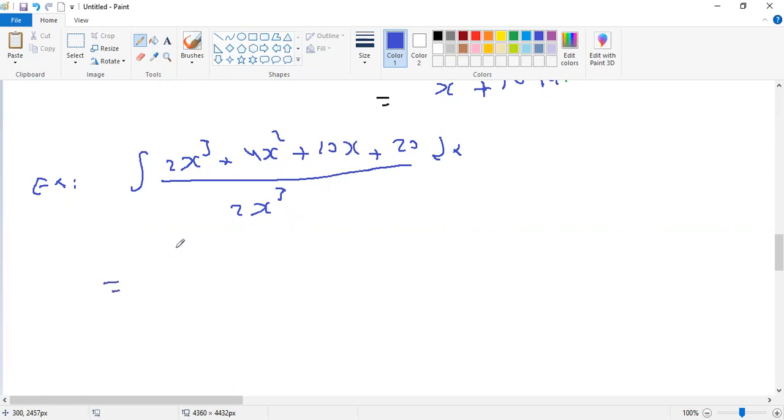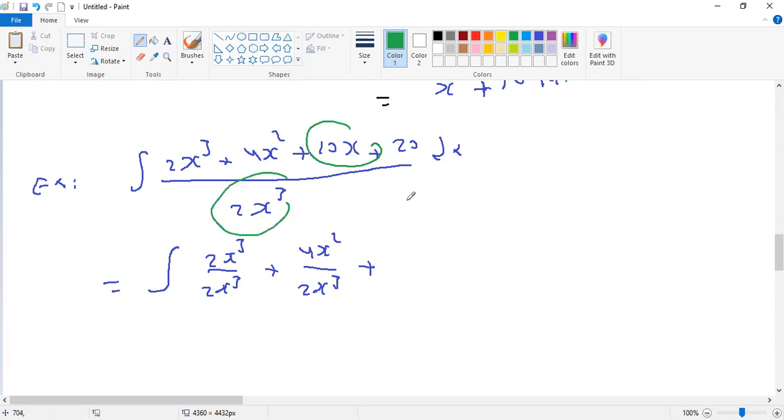So it equals the integral of, first, divide this one by this one: 2x cubed over 2x cubed, which is equal to 1, plus this one over this one, 4x squared over 2x cubed, plus 10x over 2x cubed. Then we have the last one over this one.